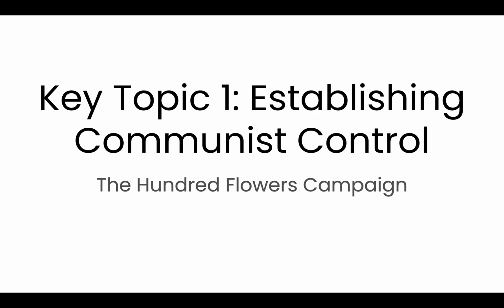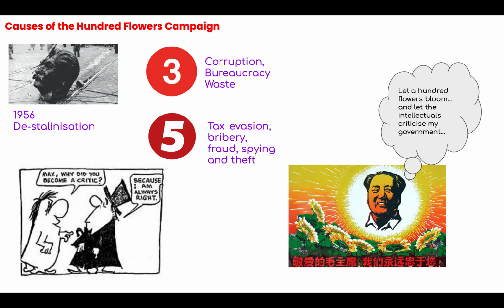This video is going to look at establishing communist control and how the 100 Flowers campaign was used to do that. So we're going to start with some of the causes of the campaign. Now, the campaign was launched in 1956, but prior to this, in 1951 and 1953 respectively, Mao launched the 3 Antis and the 5 Antis campaign.